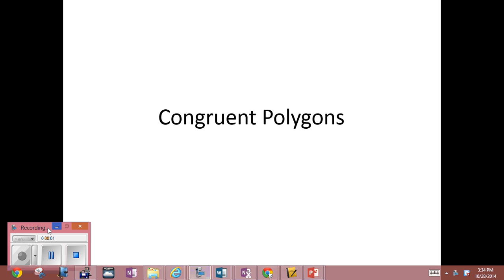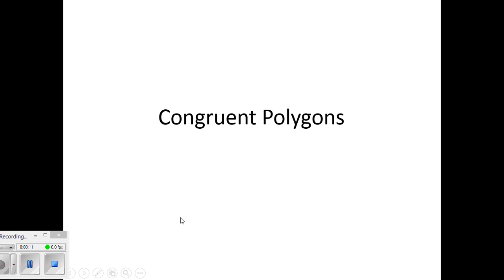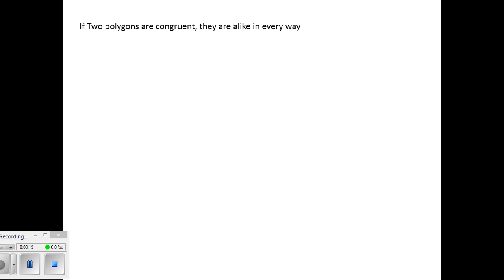Now, guys, we're starting chapter 4. Chapter 4 is going to talk about congruent triangles, but we're going to start talking about congruent figures, congruent polygons from this point, and then do specifics about congruent triangles. First off, what makes figures congruent?